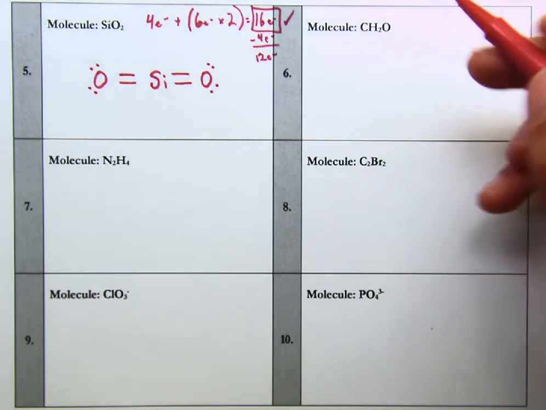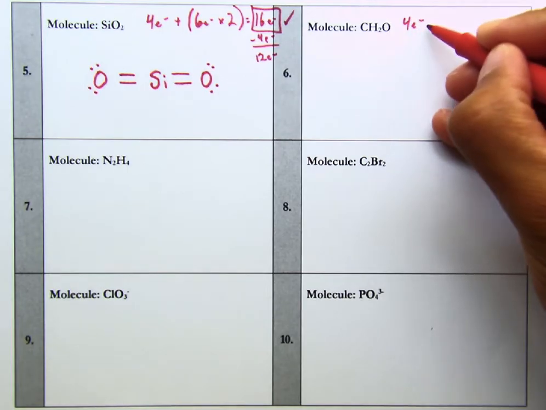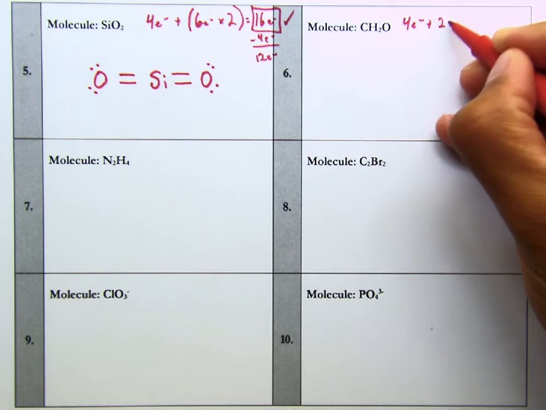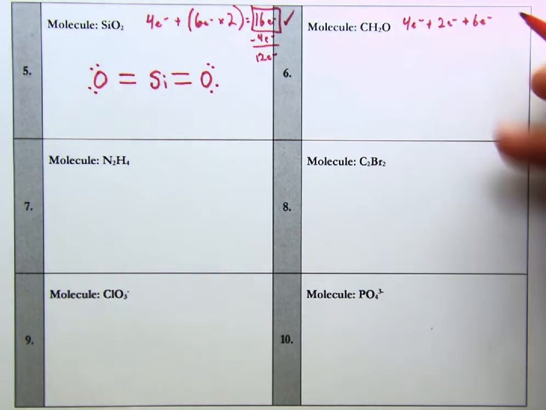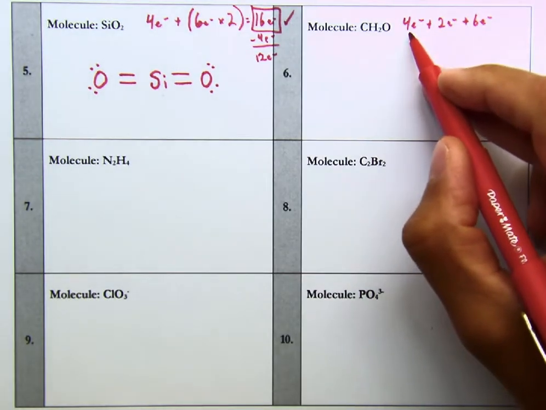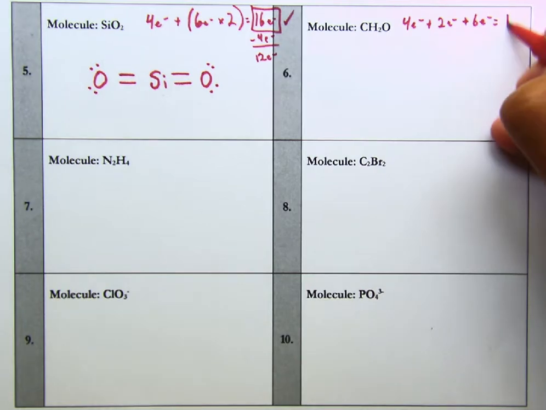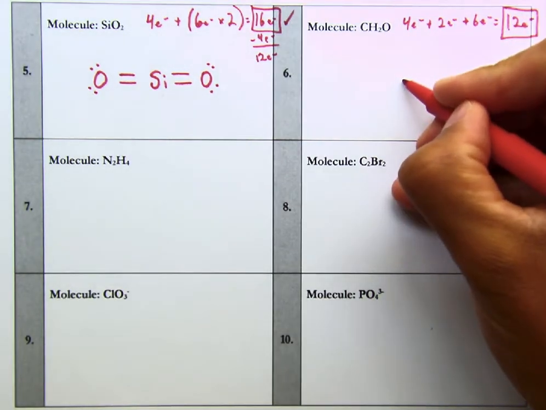Let's continue along. Carbon has 4 electrons. Hydrogen has 1, and there are 2 of them, so that's 2 electrons. And oxygen has 6 electrons. So 2 plus 4 is 6, plus 6 is 12 valence electrons. We're going to place carbon at the center.